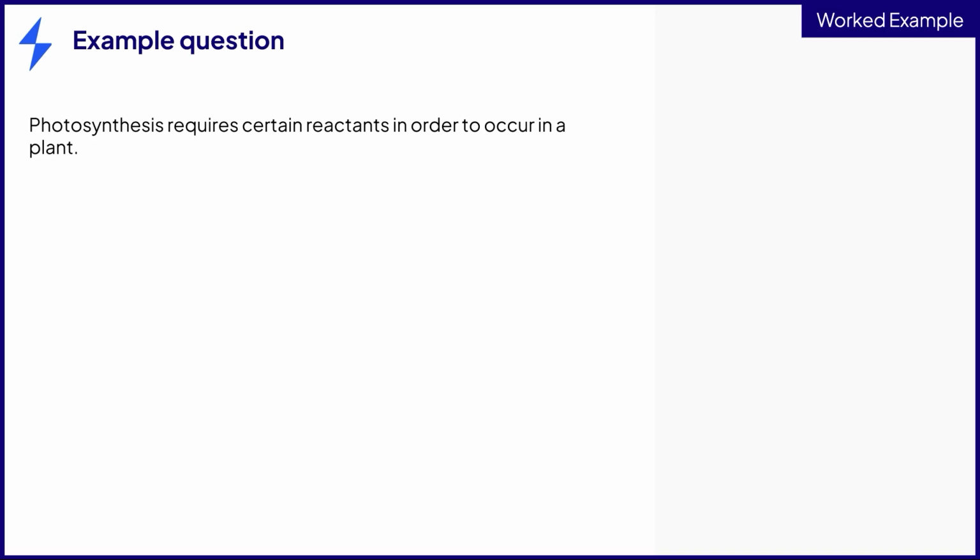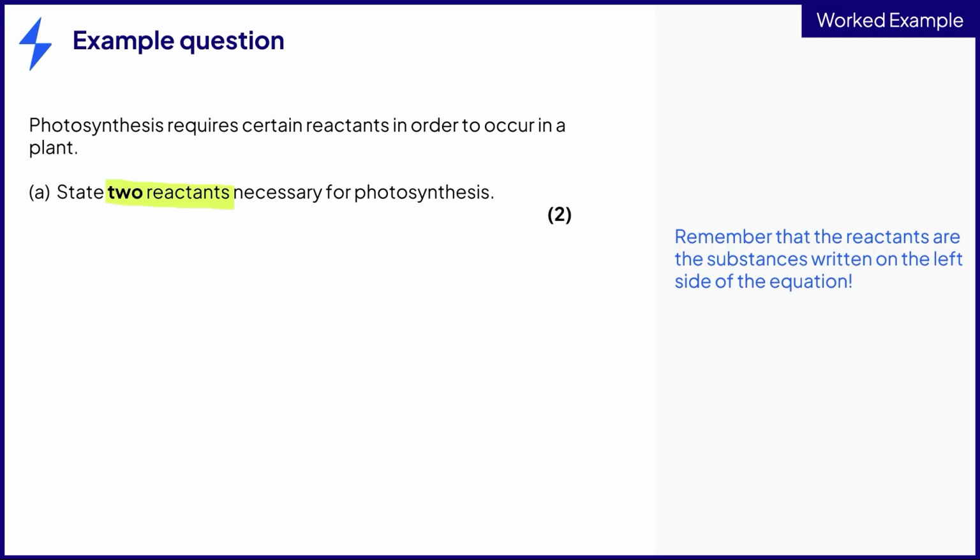Now let's take a look at an example of the type of questions you could expect to find in an exam paper. The first question asks us to state 2 reactants needed for photosynthesis. Remember that the reactants of photosynthesis are written on the left side of the equation for the process, so that would be carbon dioxide and water.